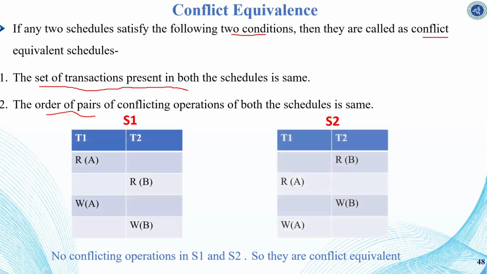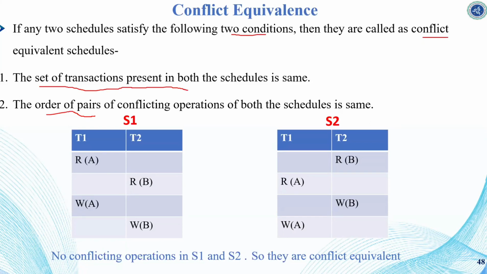So this is schedule 1 having two transactions. This is schedule 2 having these two transactions. So if you are having a conflict, that is a read-write conflict or write-write conflict, the same conflict should be happening in the second schedule also. If you are having a read-write conflict, then there should be a read-write conflict here also. If you are having a write-read conflict, then here also the order of the transactions should be the same. The order of pairs of conflicting operations of both the schedules should be the same.